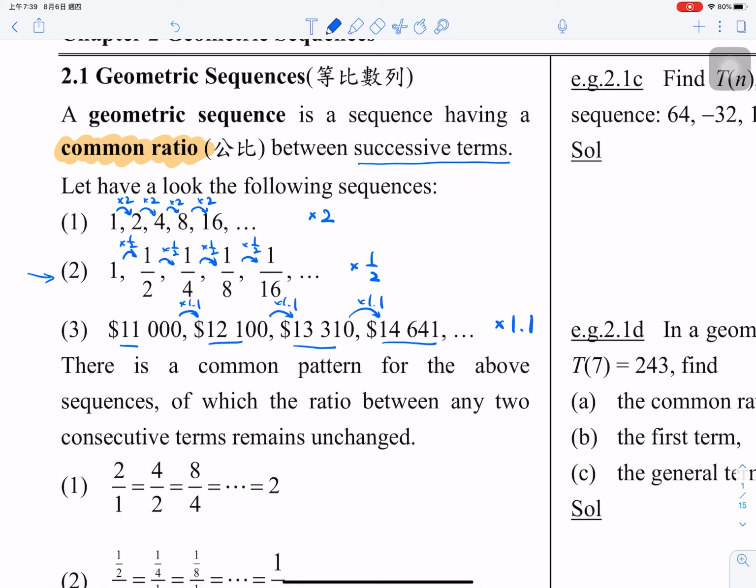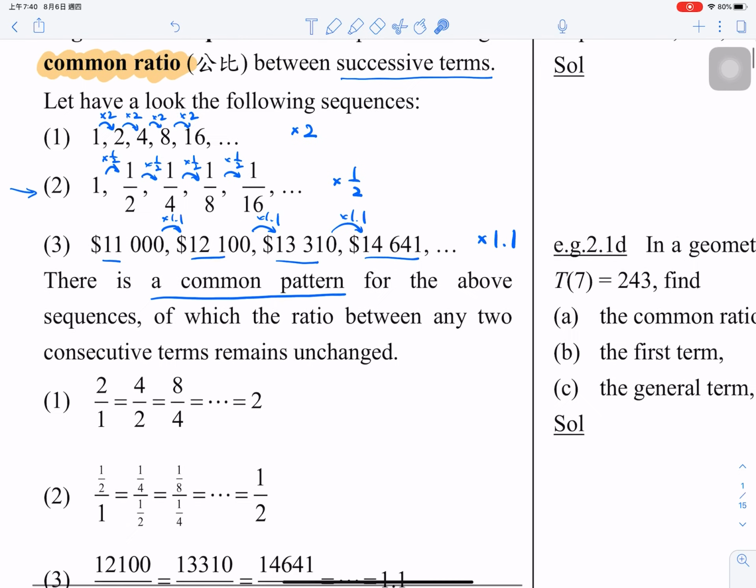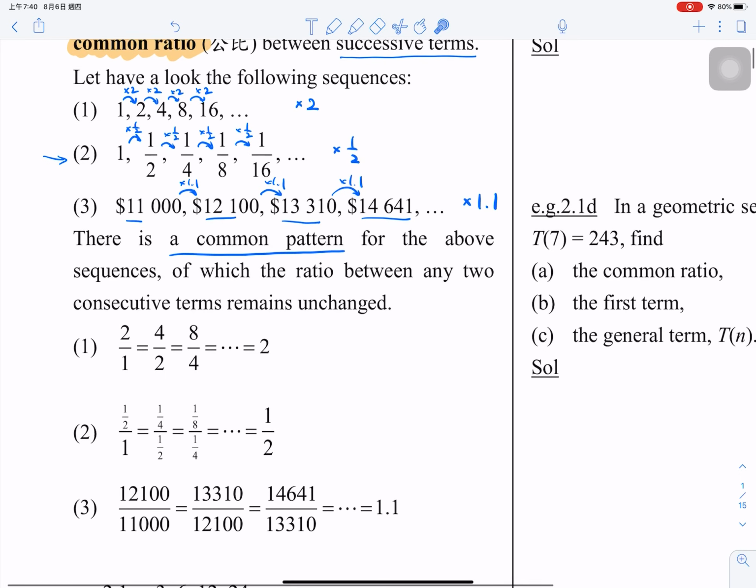So you'll see that there is a common pattern for the above sequences, in which the ratio between any two consecutive terms remains unchanged. Have a look. I take the second one over the first one, the third over the second one, the fourth over the third one. You found that it keeps this constant value, 2. That means each term times 2, you get the next one.